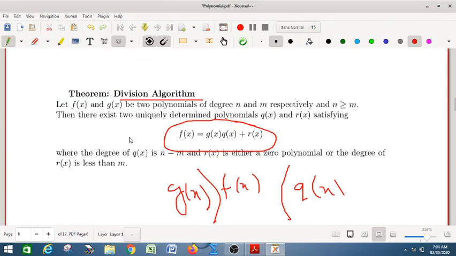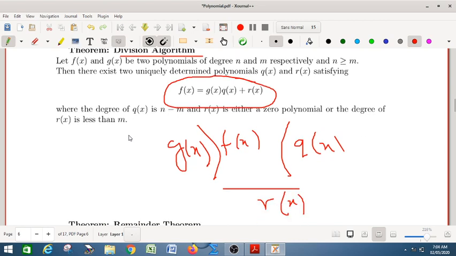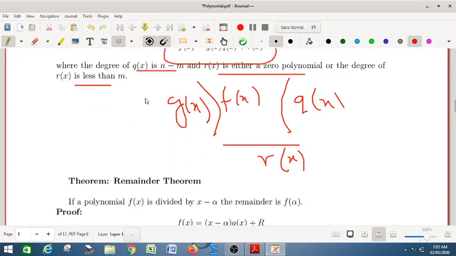You already have an idea of this from Euclid's division algorithm in integers. Here f(x) and g(x) are polynomials of degree n and m respectively. Obviously n is greater than or equal to m, because the degree of f(x) is always greater than or equal to the degree of the divisor, and the degree of q(x) is n minus m. Obviously the quotient degree is n minus m, and r(x) is either the zero polynomial or of degree less than m. Okay, so this is the division algorithm.